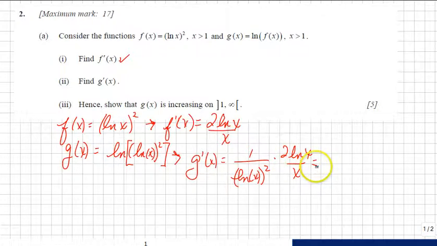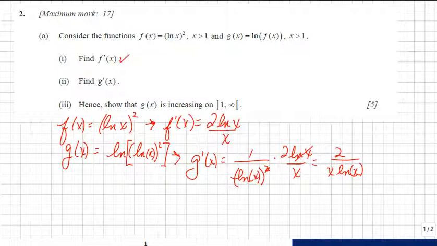We can do a little cancellation. We have ln x in the numerator on the second fraction and ln x squared. So we can cancel one of those. So we're going to end up with 2 over x times the quantity ln x. So that's done.